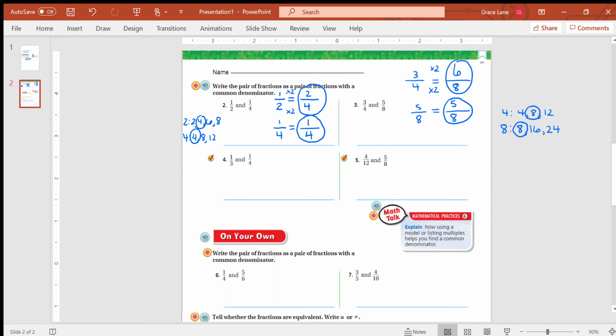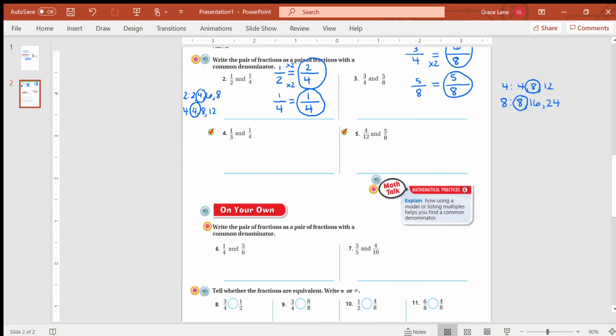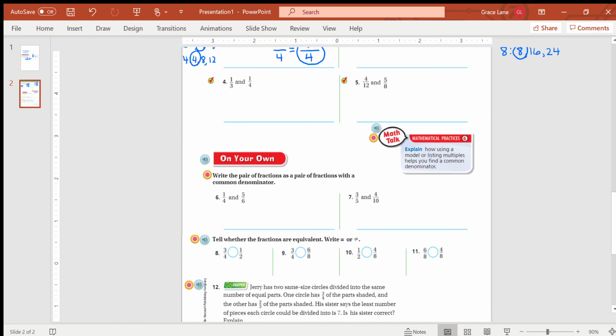All right, if you're feeling confident, go ahead and try 4 and 5, and then 6 and 7. Otherwise, you can work them out with me as well. I'm going to scroll down a little. So for number 4, 1/3 and 1/4.